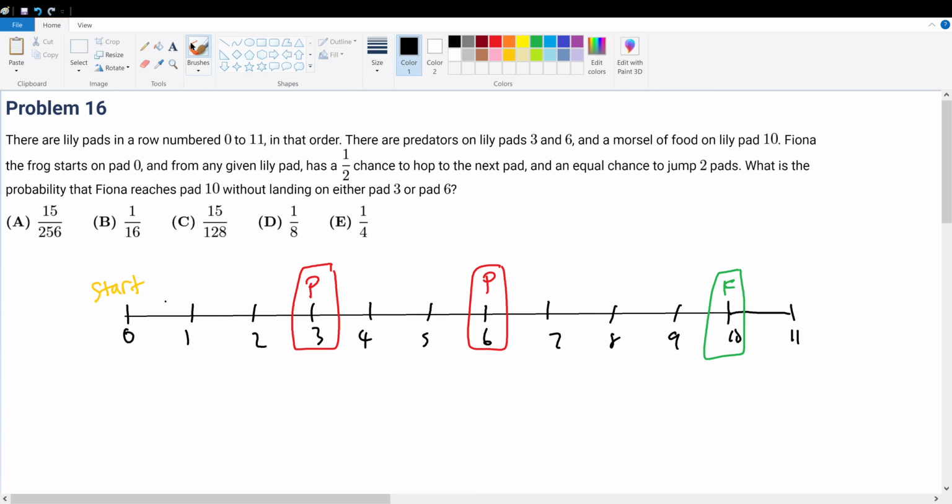Problem 16. There are lily pads in a row, placed on a number line numbered from 0 to 11. Basically, there are predators on pads 3 to 6 that she must avoid, and a morsel of food on pad 10, which is what she's trying to get.